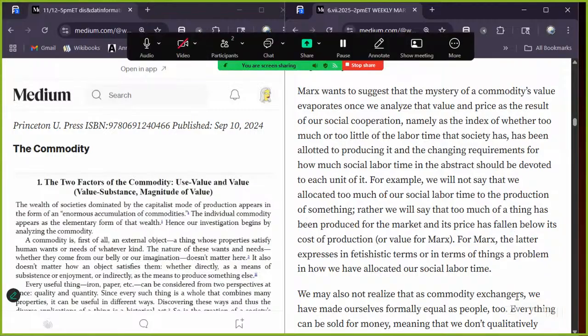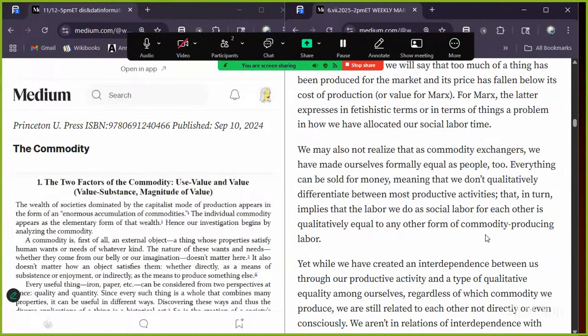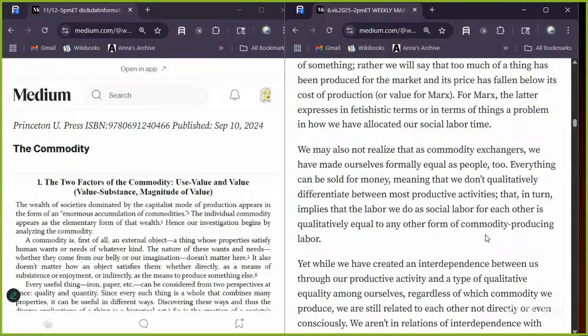Now, we may not realize as commodity exchangers, we've made ourselves formally equal as people too. Everything can be sold for money. You know, my money is green, regardless of my color, for example. Everything can be sold for money, meaning that we don't qualitatively differentiate between most productive activities. That, in turn, implies that the labor we do as social labor for each other is qualitatively equal to any other form of commodity-producing labor.